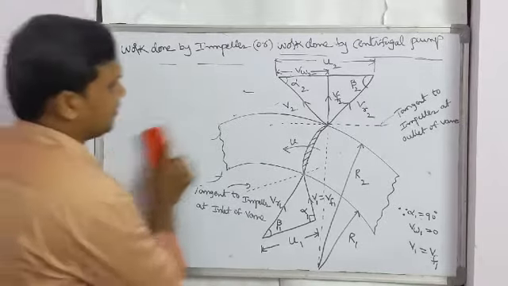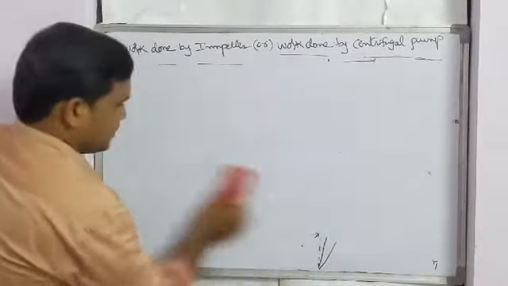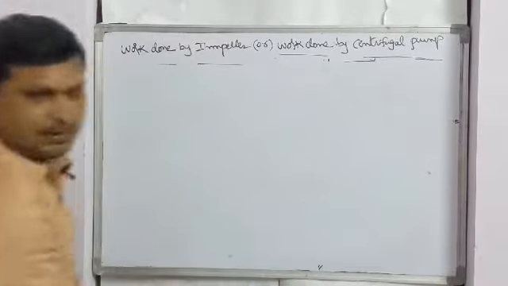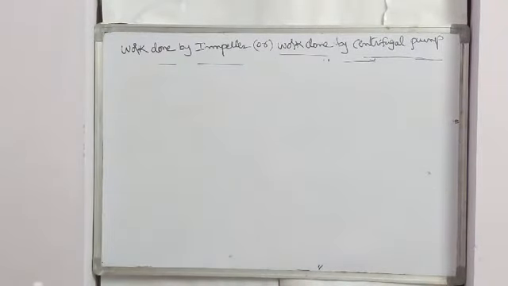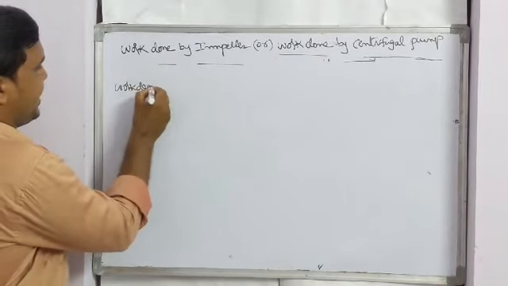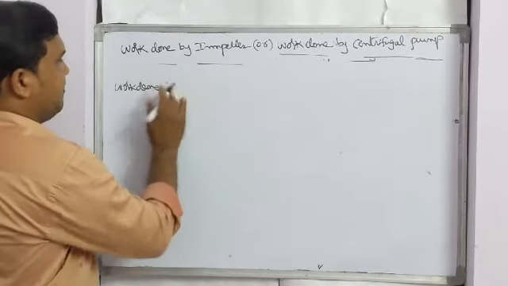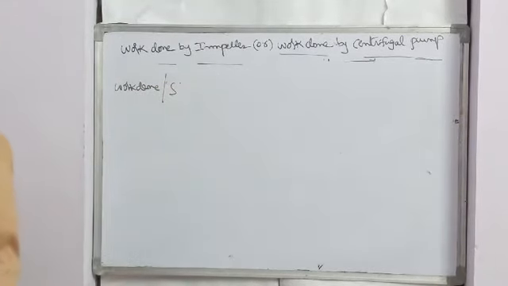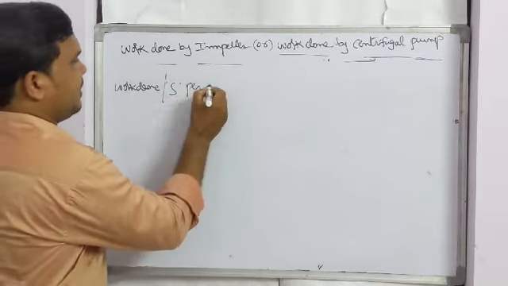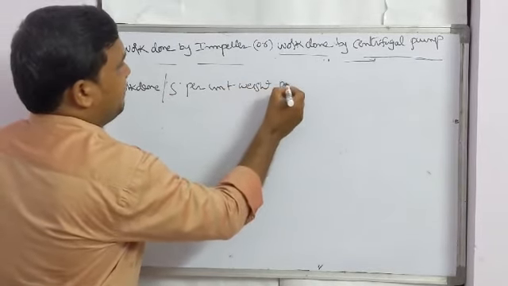So I am erasing everything. I need more space for this derivation. So the work done by the Francis turbine, I am writing, work done per second, per unit weight per second of the turbine.